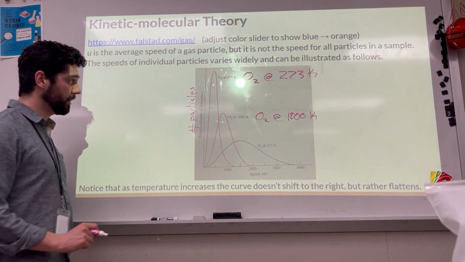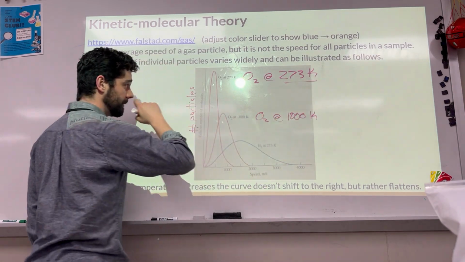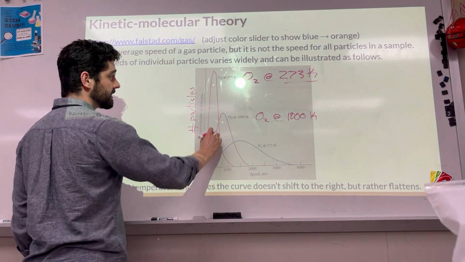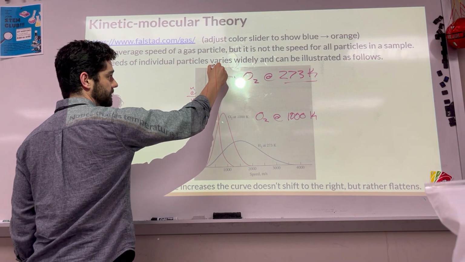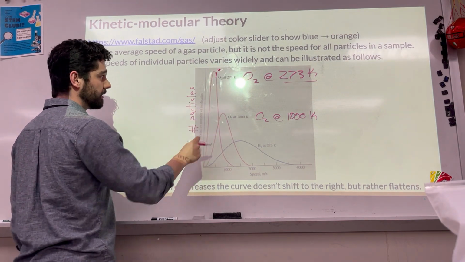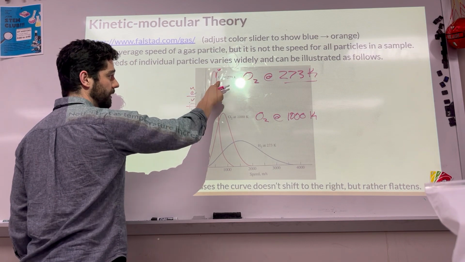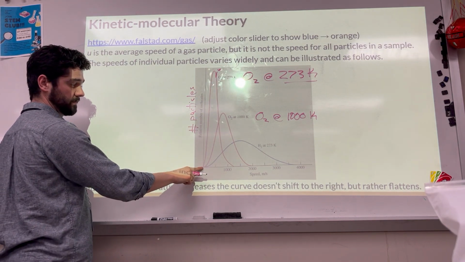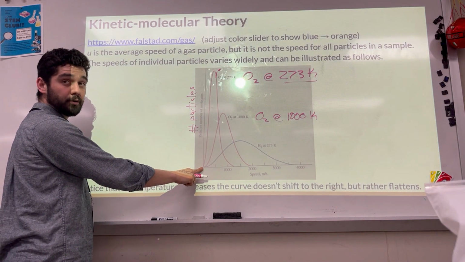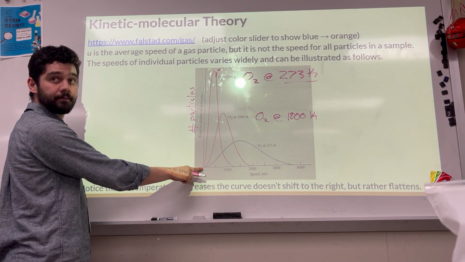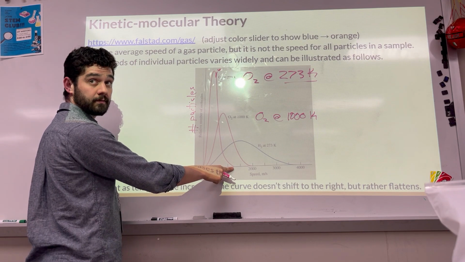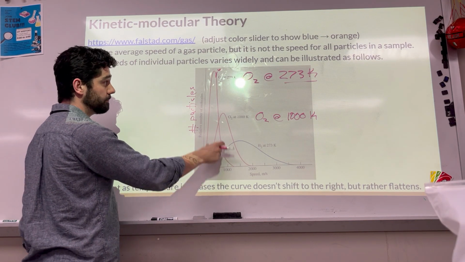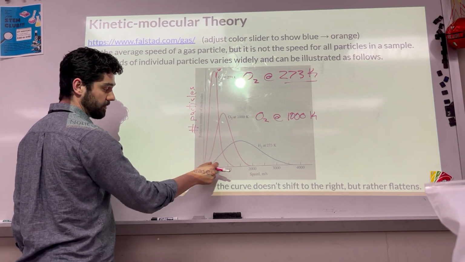So notice what's going on. At a certain temperature, lots of particles are going about, so the average is right here, so U is right there. A lot of particles are going about the average speed, but some particles are going how fast? Not moving, but only a couple of them. But similarly, over here, a few particles are going super duper fast, right? Most are in the middle, but some are outliers on either side.